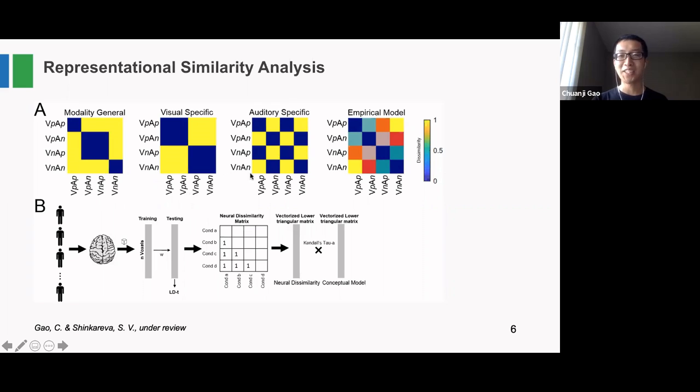I don't know if you guys can see my mouse movement. If not, it's a little bit difficult.